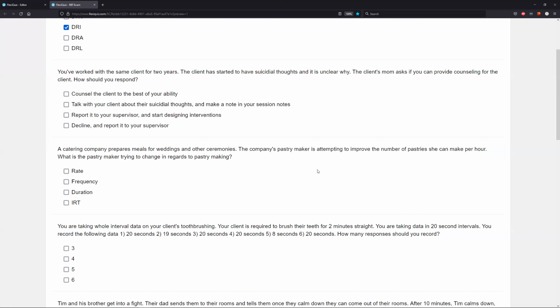C, report it to your supervisor and start designing interventions. Yes, report it, but then going in and designing interventions, okay, is not the right play. Remember, thoughts are what we consider private events. Private events are behavior, but we don't deal with private events because we can't observe and measure thoughts. So we can't just start designing interventions for these thoughts that we can't observe or measure. That leaves us with D, decline and report it to your supervisor, okay?